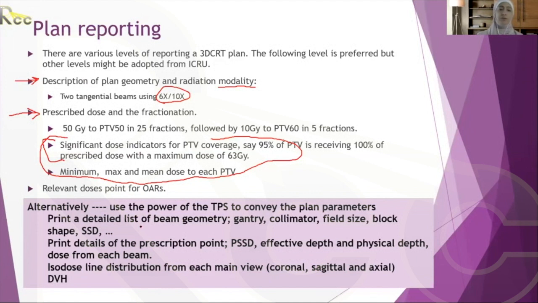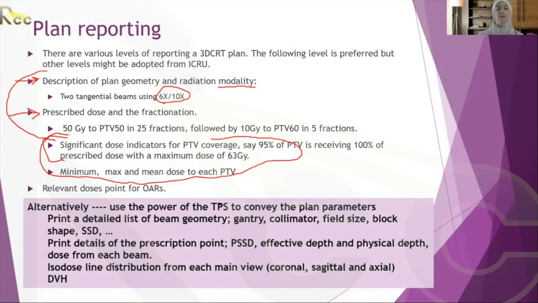But for sure, this is the prescription from the physician. This has to be written, and it has to be there, and it has to be explicit. But for the other information, you can just print out the isodose distribution. The minimum isodose distribution to print out is the isodose distribution in the three major axes: coronal, sagittal, and transverse. If you have a certain organ at risk that you are worried about, you can print out the isodose around that organ at risk as proof or documentation that it is being spared.